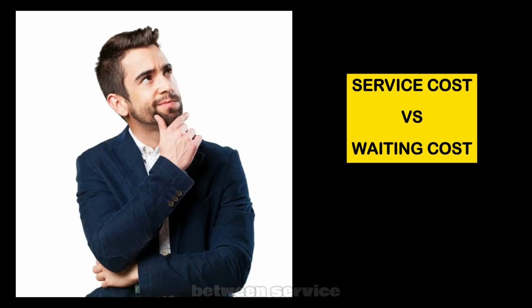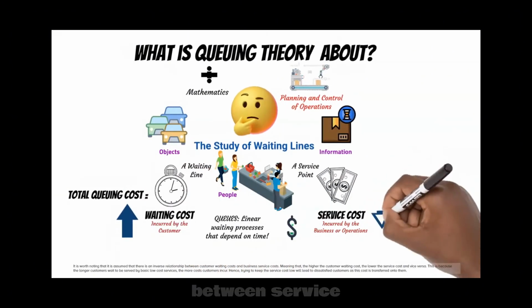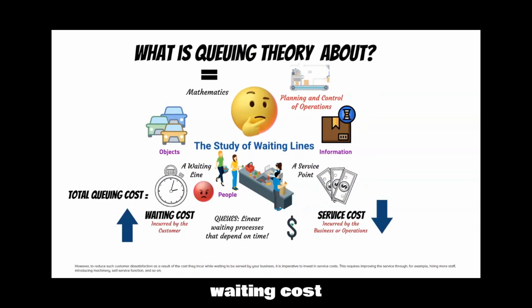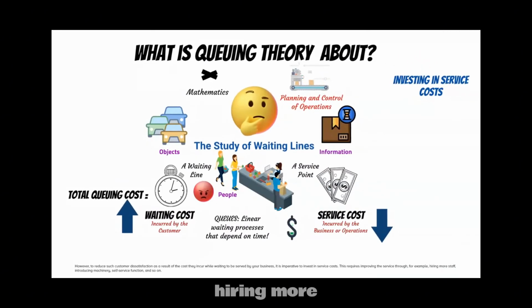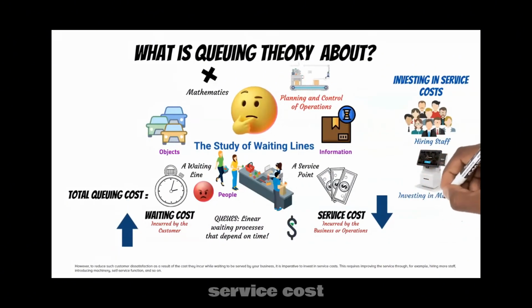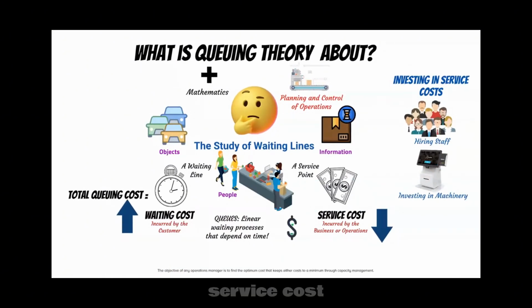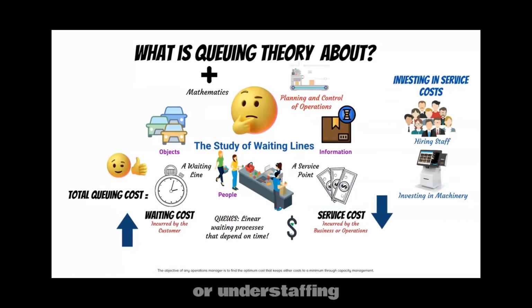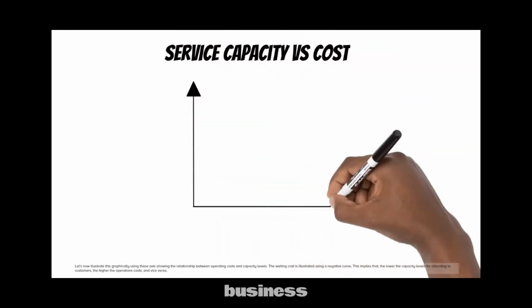The relationship between service cost and waiting cost. There is often a trade-off between service cost and waiting cost. Investing in additional resources to reduce wait time, such as hiring more staff or implementing advanced technology, can increase service cost but decrease waiting cost. Conversely, reducing service cost by cutting corners or understaffing may lead to longer wait times, resulting in higher waiting costs due to customer dissatisfaction and potential loss of business.